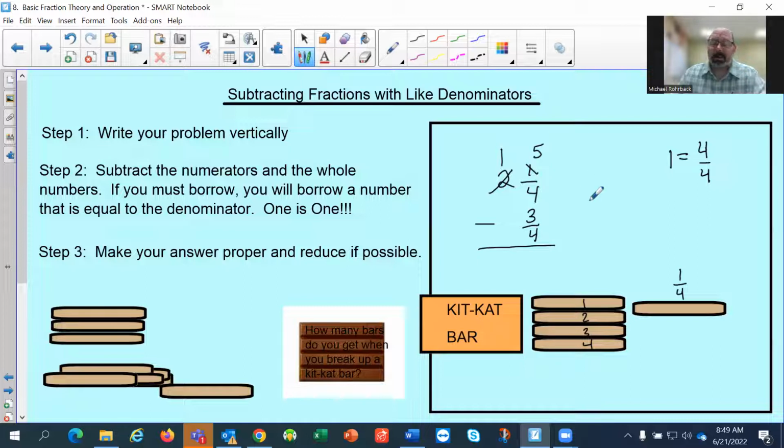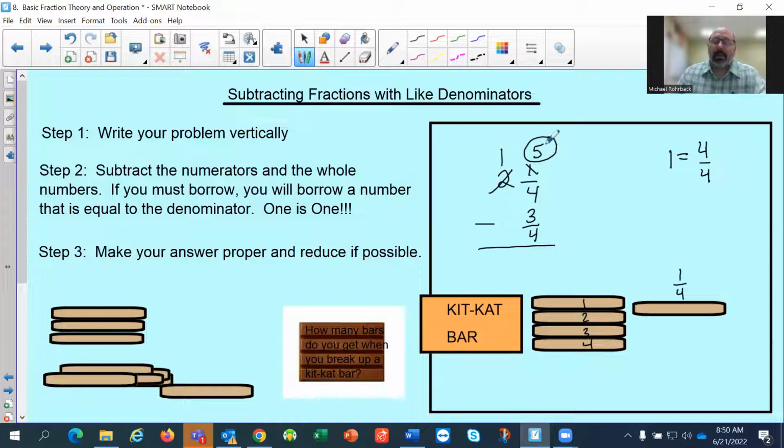It's still 9 bars. Okay, now the shortcut for this is when you borrow fractions, you're going to take the denominator, add it to the numerator, and that is your new numerator. That's your new top number. But I want you to understand why it works. So 4 plus 1 is 5, but when you borrowed, you got 4 pieces. 4 pieces plus 1 is 5 pieces.